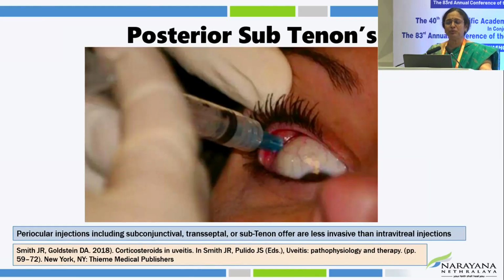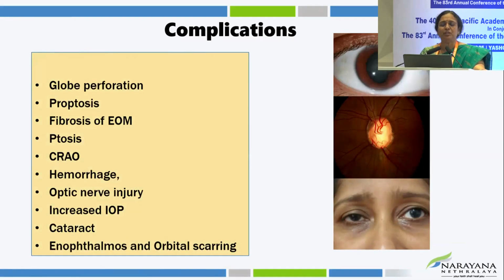Next, we will move on to posterior subtenon's injection. This periocular injection could be given in the form of transseptal or subtenon. They are less invasive than intravitreal injection. They are usually used to control intermediate uveitis and macular edema. Since it is a blind procedure, it has its own complications like globe perforation, proptosis, and repeated injections can cause fibrosis of extraocular muscles with anophthalmos.